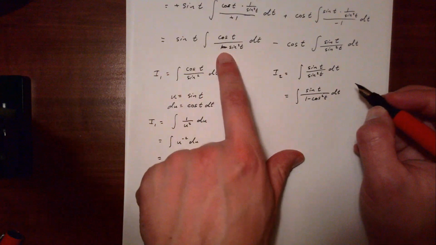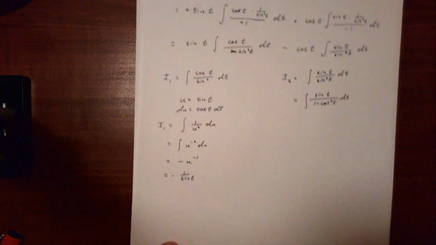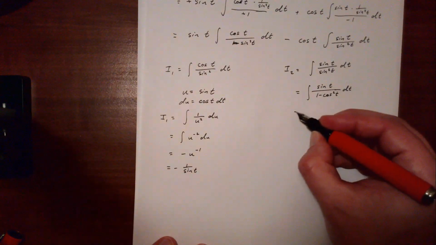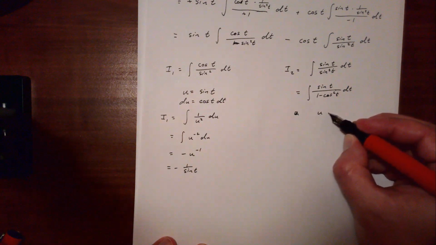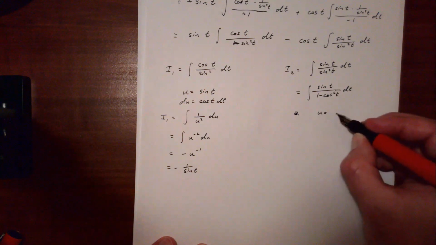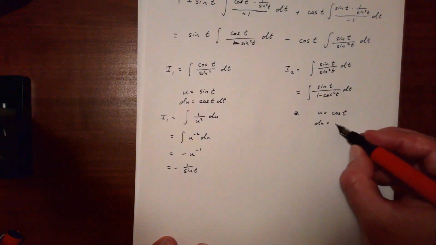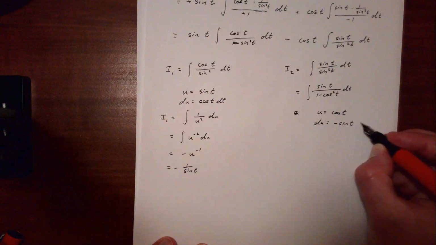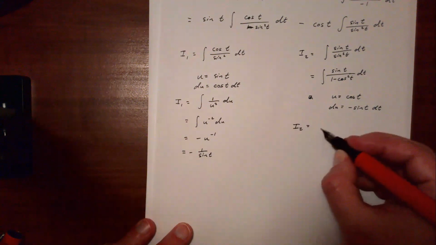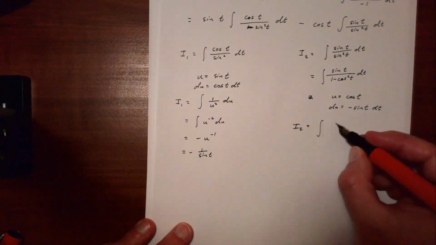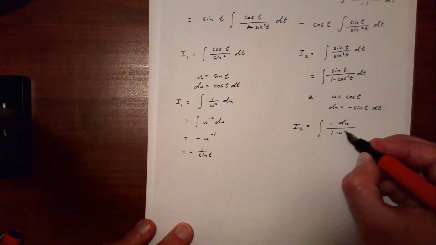And if you want to know, I think my subconscious was already thinking forward to that over here. But anyway, now once again, I can think of this as being a u substitution. If I do u equals cosine t, then du will be equal to negative sine t dt. And so the second integral here is just going to be equal to the integral of negative du for the top, and 1 minus u squared on the bottom.